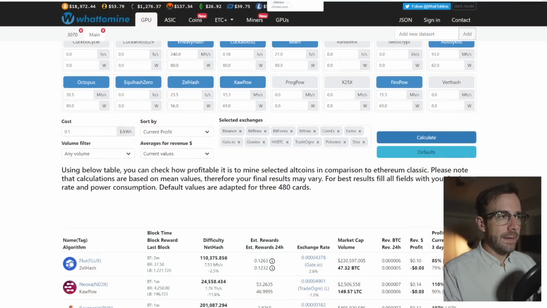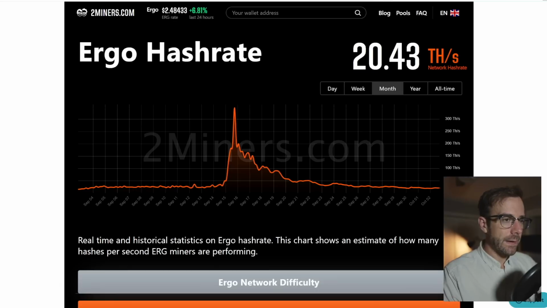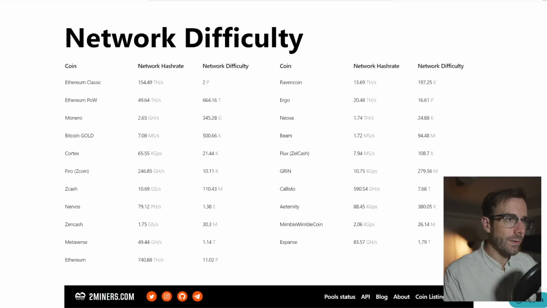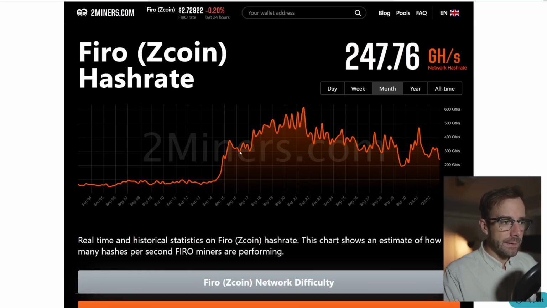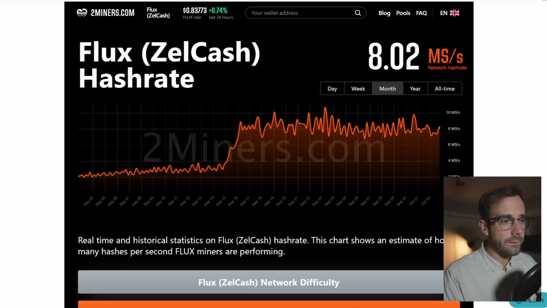So let's keep looking at some network hash rates here. Kind of the same story. Ergo, big spike, huge fall off. Ergo's got some mess on its hands for what's going on its network. Ravencoin, let's go take a look at that one. Not as drastic a drop off. Still coming down, but not as drastic. Firo, a little bit more drastic of a drop in network hash rate. And then Flux, probably the one that has stayed the most steady, which is really impressive.